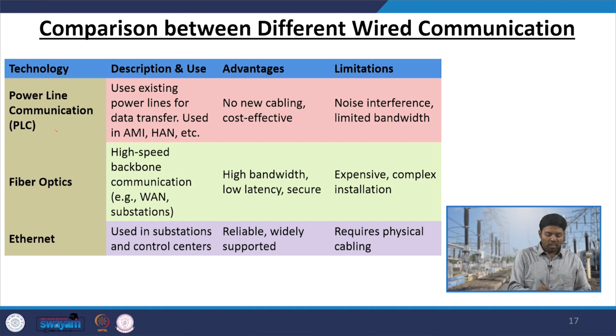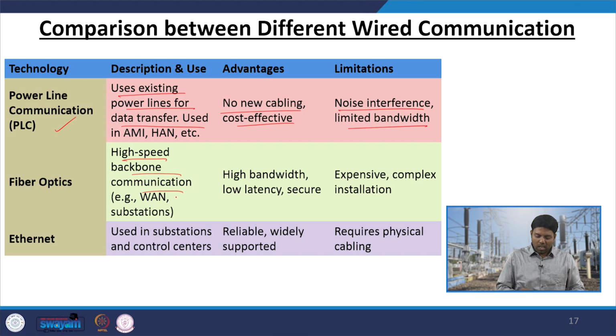You can see this is a wired one, you have PLC, which uses existing power lines for data transfer. The advantage is no new cabling, so it is a cost effective and cheap solution, but the limitation is it has more noise and limited bandwidth. Then optical fiber is a high speed backbone communication, a high bandwidth and low latency system, but the limitation is very expensive and complex installation. Similarly, Ethernet is generally used at the substation level, reliable, widely supported, but requires physical cabling.